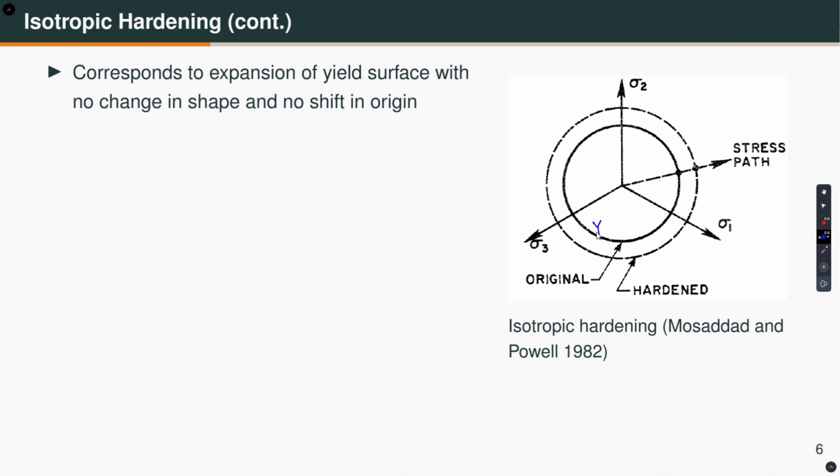So, often we call it the initial yield surface denoted by y, and as you keep loading the material, let us say we are going in this direction, this is my stress path. When you reach the yield surface, then the yield surface starts to grow and your yield strength increases. Okay? So, that is what is shown here. This is called the hardened surface. This can keep growing depending on the nature of the hardening rule.